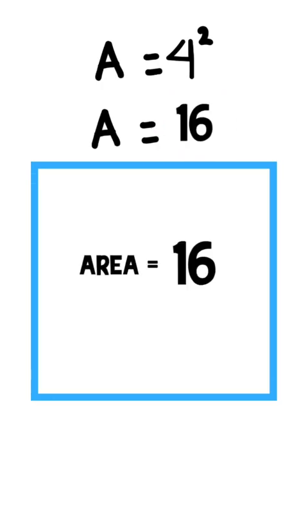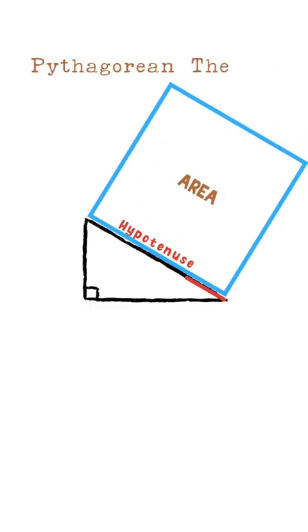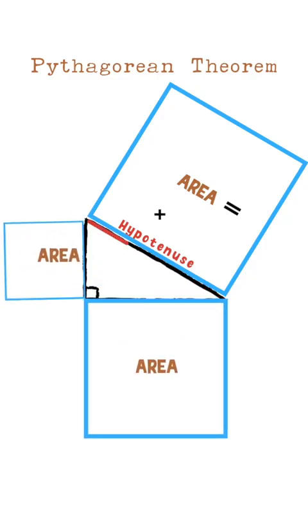Okay, now what? We have the areas of all the squares. What do we do now? So remember, the Pythagorean theorem states that the area of the square that's drawn on the hypotenuse of a right triangle equals the sum of the areas of the other squares drawn on the legs.